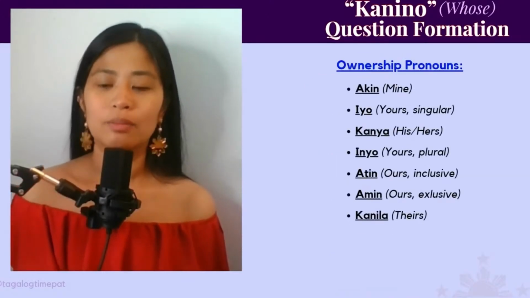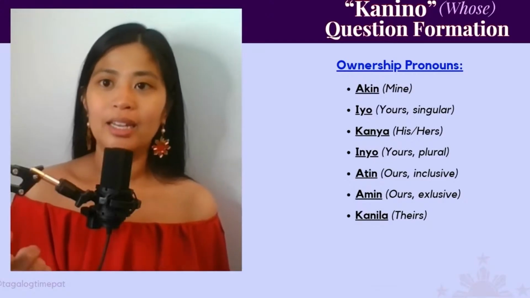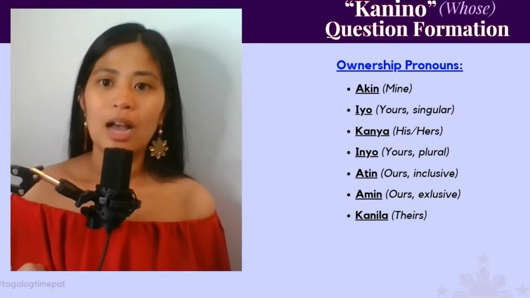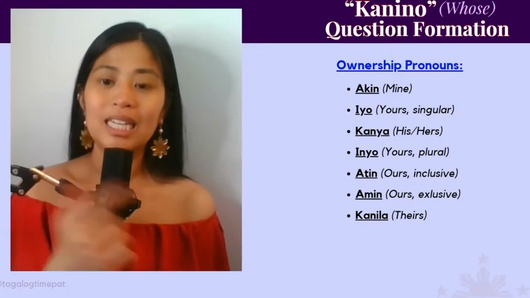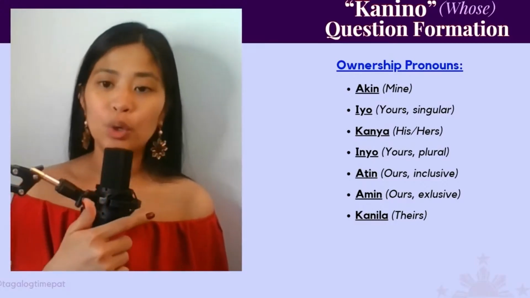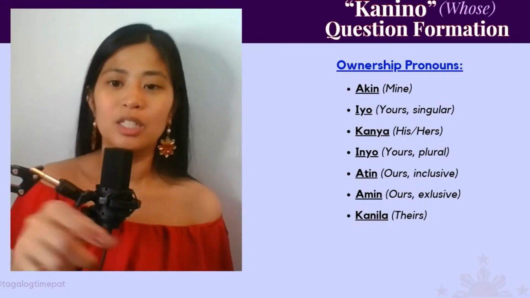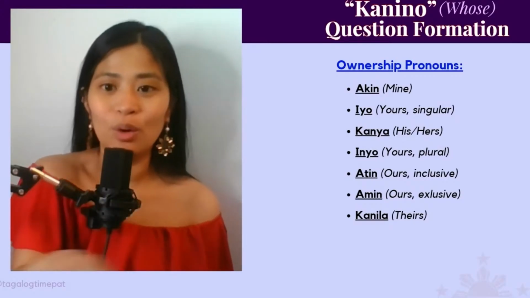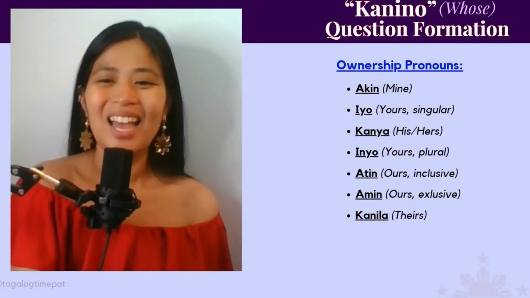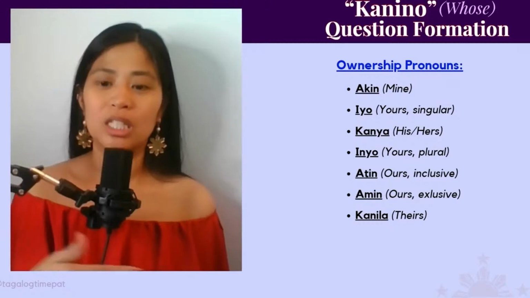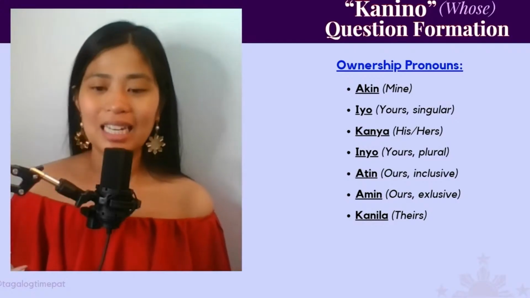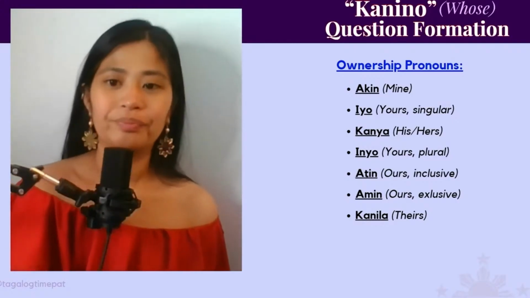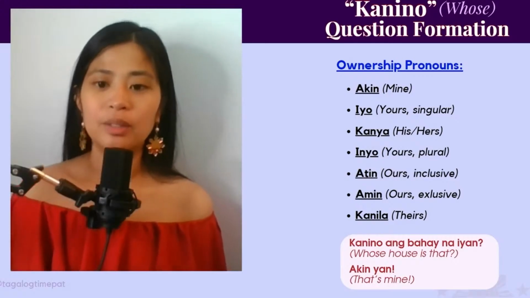Okay, so here are some more ownership pronouns that you could use when answering a kanino question. Akin means mine. Iyo means yours, singular. Kanya means his or hers. Inyo means your, plural. Maybe it's your house, bahay ninyo, or inyo. And then atin is our, inclusive. Amin is ours, me and my husband, Chris. And then kanila is theirs.